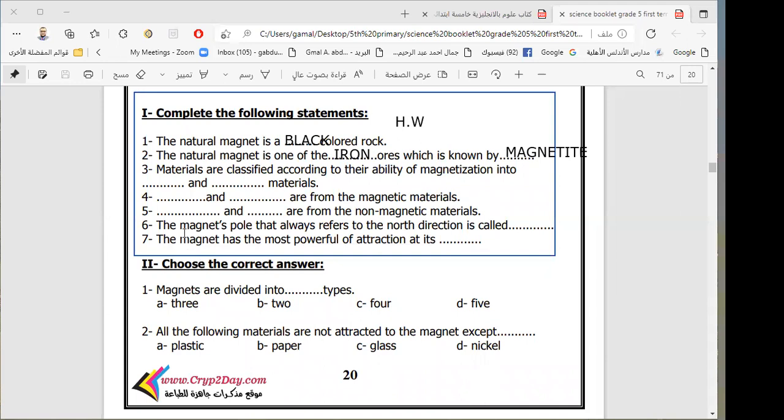Okay, number 3. Materials are classified according to their ability of magnetization into what and what materials? Do you remember? Magnetic, and non-magnetic. Yeah, very good. Excellent, my son. Magnetic and non-magnetic materials. Is it easy? Yes. Thank you, my son. So we have magnetic materials and non-magnetic materials.